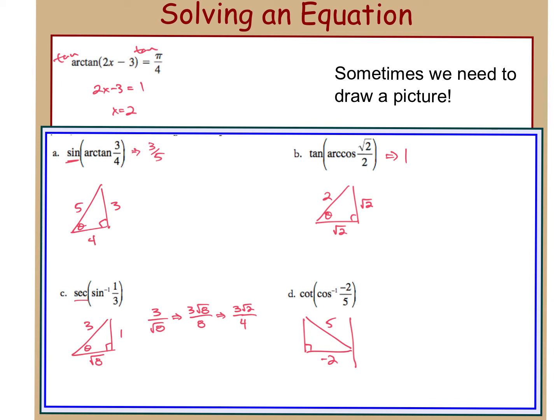Square root of 21. All right, so then we need to find the cotangent of it. And what's cotangent? So what do we got? -2 over square root 21. If we wanted to rationalize, we'd have -2 square root 21 over 21. All right, pretty good? How do we know it's not a negative square root?